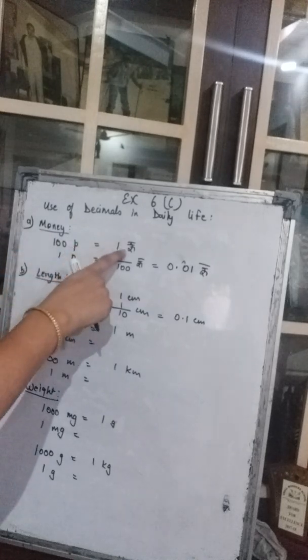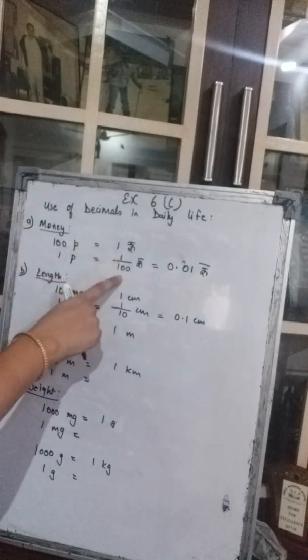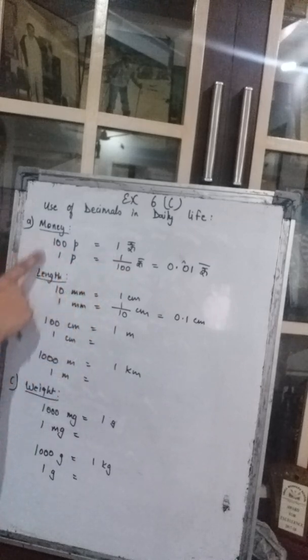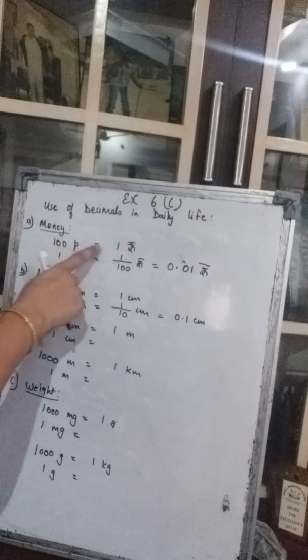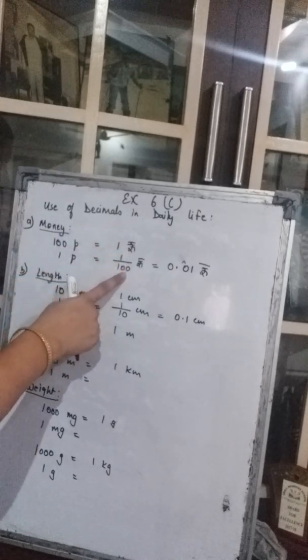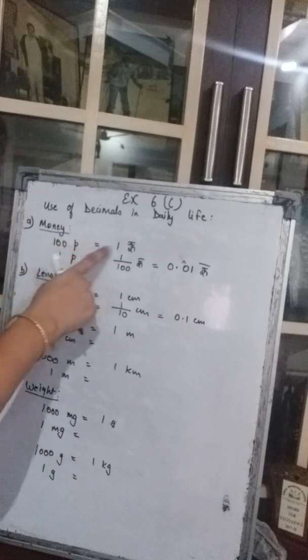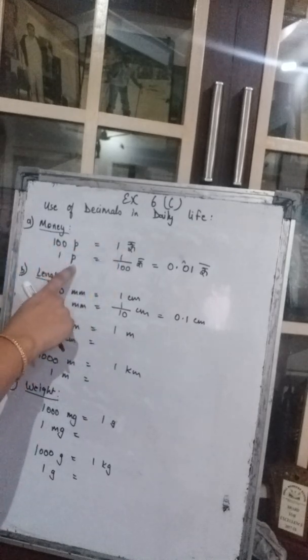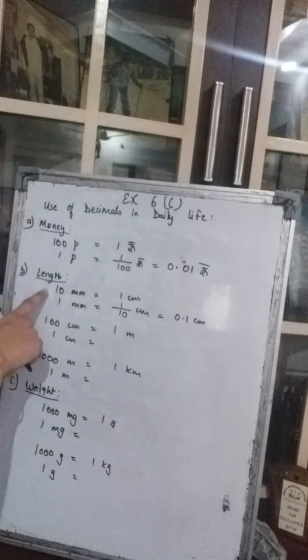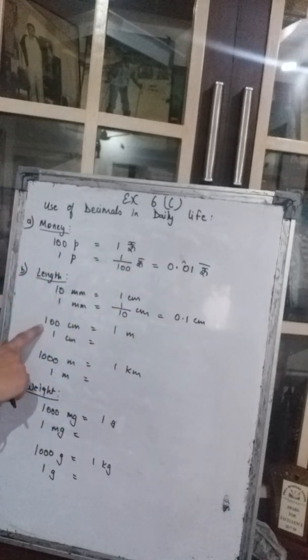Girls, these tables you must know. 100 paisa is equal to 1 rupee. Then only you will be able to convert. You will not be able to convert if you do not know these tables. That 100 paisa make 1 rupee, you cannot divide it by 1000. You have to divide by 100 only because 100 paisa is making 1 rupee. So in 1 paisa, 1 upon 100 rupee will come. Similarly in length.